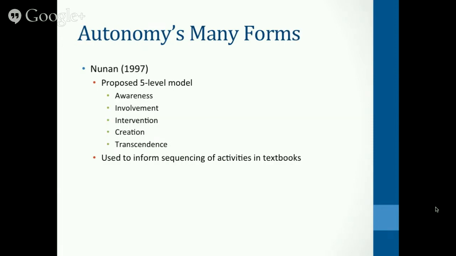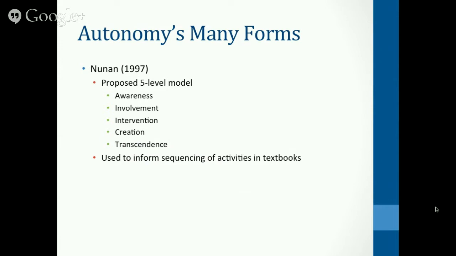So autonomy, as I said, is very complicated. We have this definition, and out of it you have different theories of what autonomy actually is. One of those is by Nunan. Nunan is a big name when it comes to materials design for language learning. He proposed a 5-level model, and he uses it to inform people who create textbooks about the sequencing of activities. You can go from lower order autonomy activities to higher order autonomy activities.